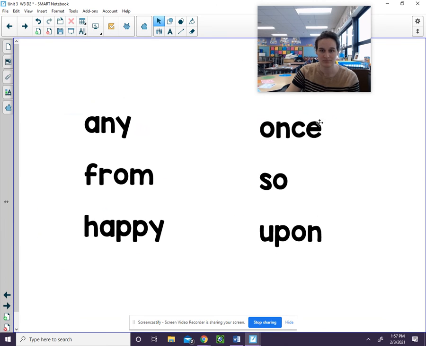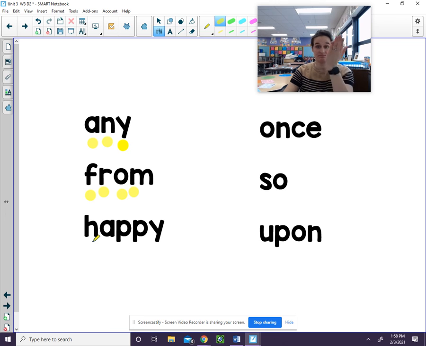Okay? Alrighty, we are now going to practice these sight words by writing them in the air with our magic fingers. So this word is, always repeat the word after me, any. Let's write it. A-N-Y. Okay, the word is from. Let's write it. F-R-O-M.